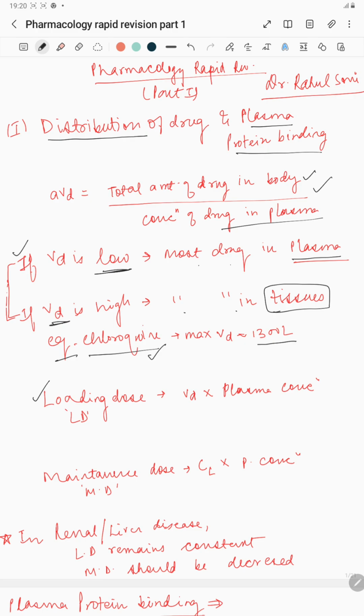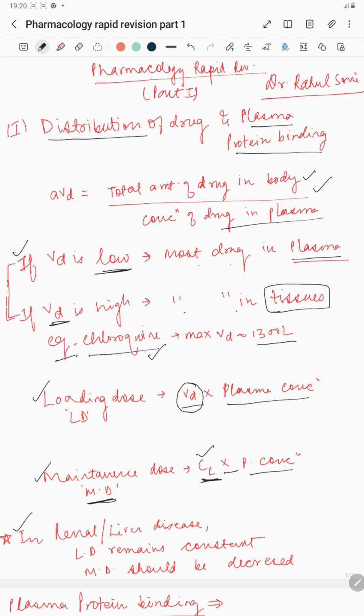Now we'll talk about loading dose and maintenance dose. Loading dose, the formula is volume of distribution multiplied by plasma concentration. So loading dose depends on the volume of distribution, while maintenance dose depends on the clearance. That's clearance multiplied by plasma concentration.